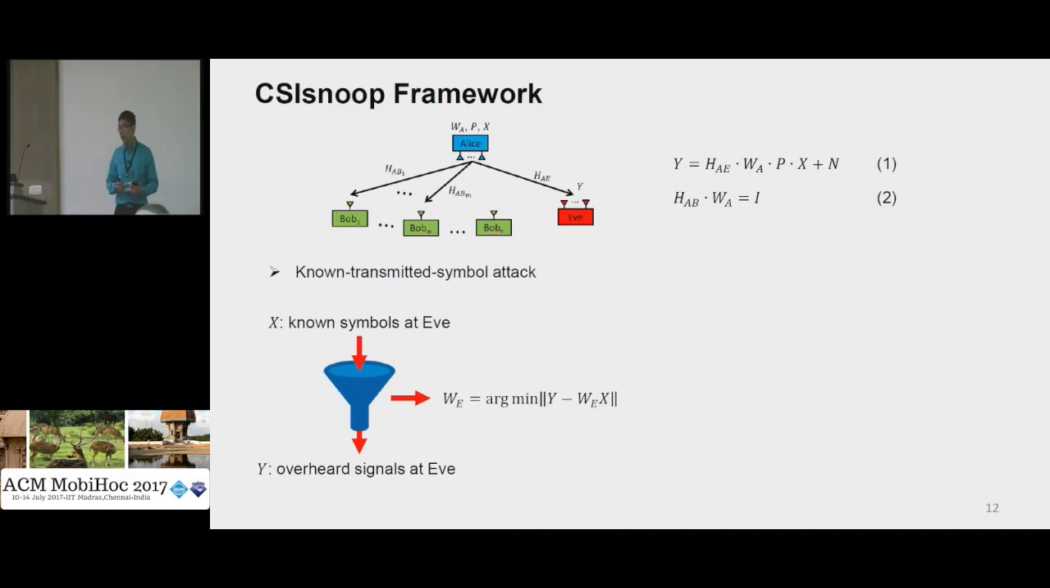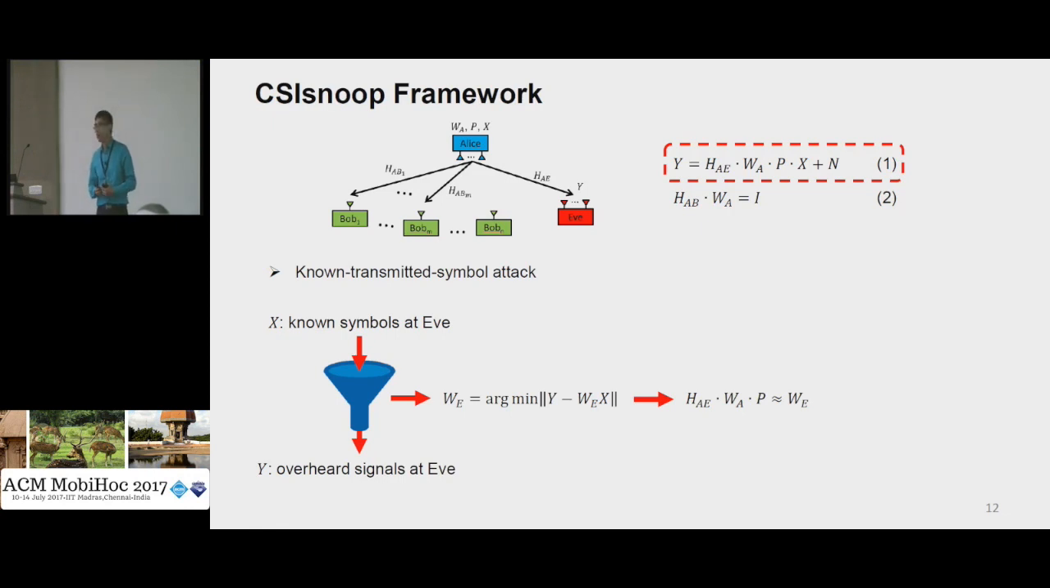Eve can actually combine that with the overheard signals y to compute an adaptive filter W_E by using the equation shown in this slide. And by observing equation one, you can see that this adaptive filter W_E can be used to approximate the product of three matrices: the channel H_AE between Alice and Eve, the channel beamforming weight matrix W_A, and the channel-based power scaling matrix P at Alice.